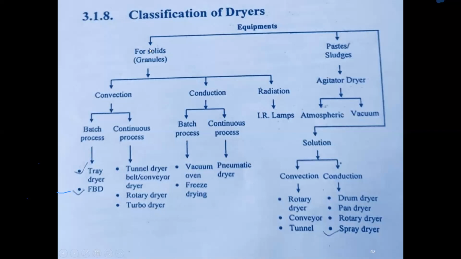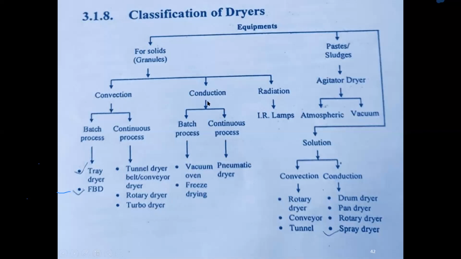First, for solid drying, we can take the example of granulation. If you want to dry wet granules, how can you do that? There are three processes to dry solid substances: convection, conduction, and radiation. Convection means you can use mechanical dryers. You just apply heat and air. That is called convection.